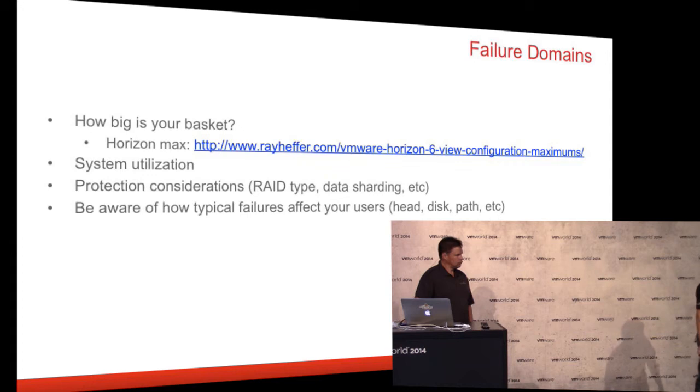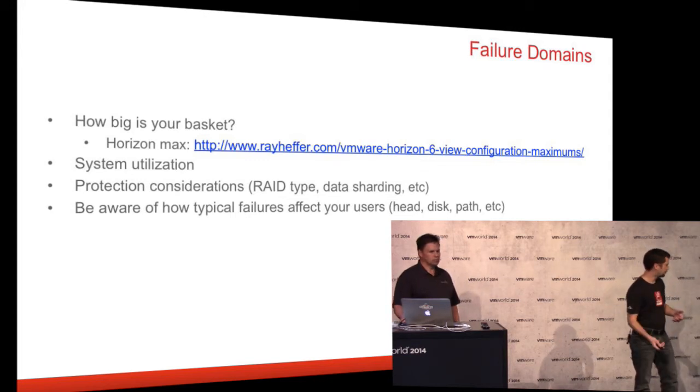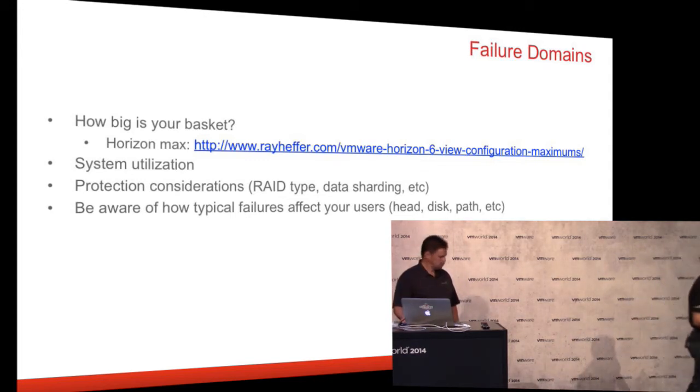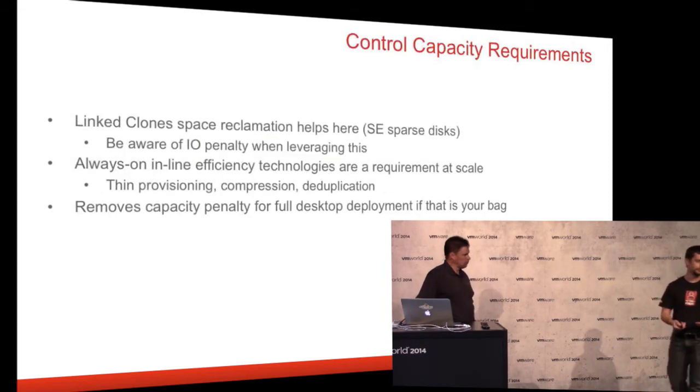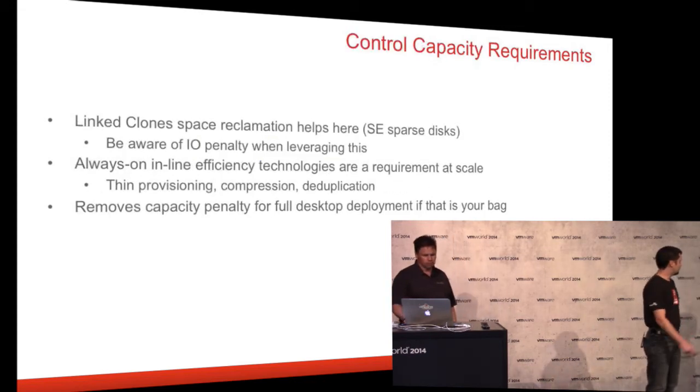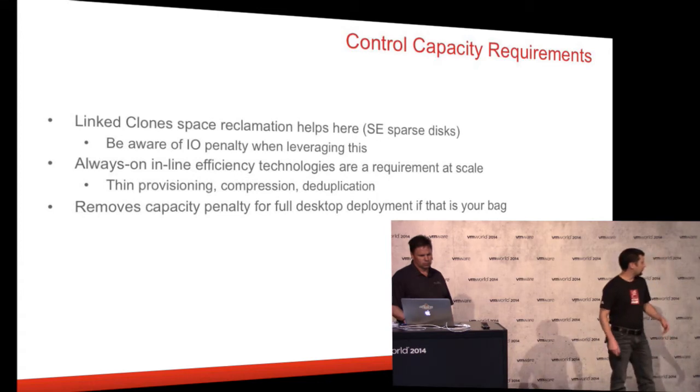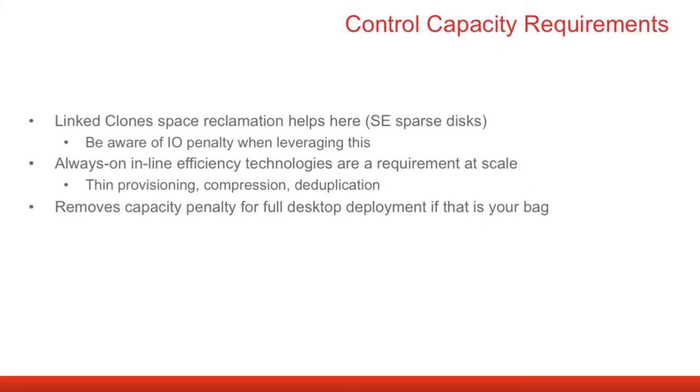Protection considerations: if you're using a more traditional RAID approach, you've got to figure out what type of RAID you're going to use, and how big pools or aggregates or whatever should be, so that you understand, if one of those were to fail, what the impact to your users would be. And then from a capacity control perspective, if you're doing the View thing, try to leverage linked clones, because they'll help you out, especially on capacity utilization. And you can use SE Sparse Disk to help you control that very well.